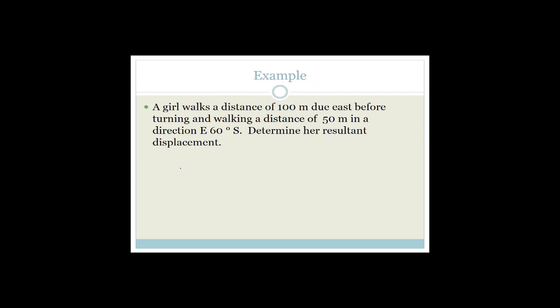Determine her resultant displacement. So, we've got a girl who walks 100 meters due east before turning and walking a distance of 50 meters in the direction of east 60 degrees south, which means that it is 60 degrees south of east. That's how you read this. This is read as 60 degrees south of east.